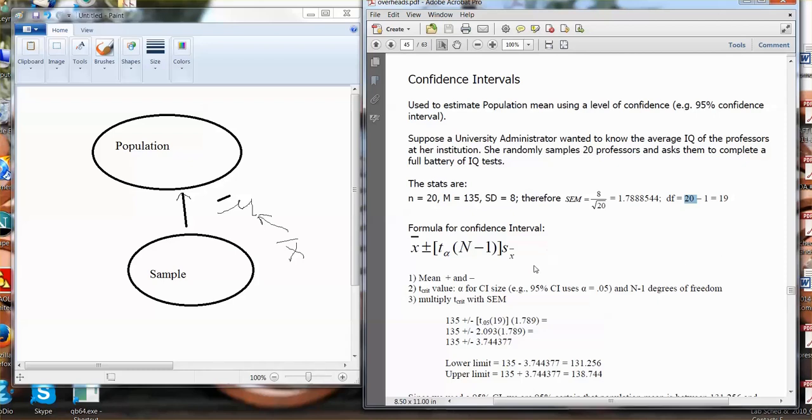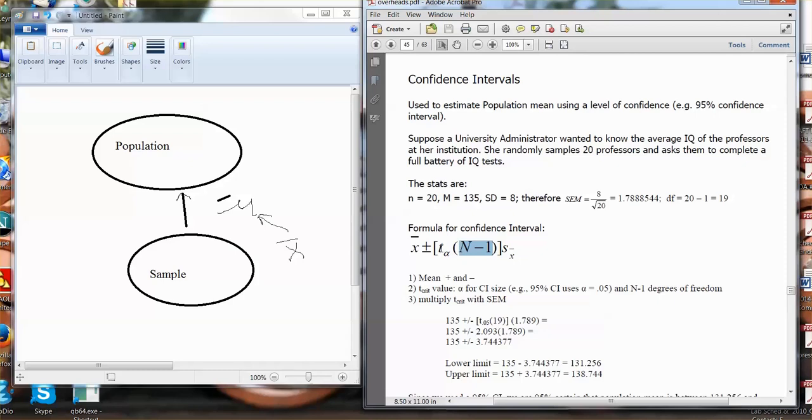Now we need the formula for the confidence interval, and it looks a little weird, but you have your X bar here, which represents the sample mean, and in one step you add a value to the sample mean, and in another step you subtract that value, which is everything to the right of that calculation. It's really two components. It's your critical t at an alpha level, and this alpha level depends on your confidence interval. If we want a 95% confidence interval, we're going to use an alpha level of 0.05. If you wanted a 99% confidence interval, we're going to use an alpha level of 0.01. And then you have your N minus 1 degrees of freedom.